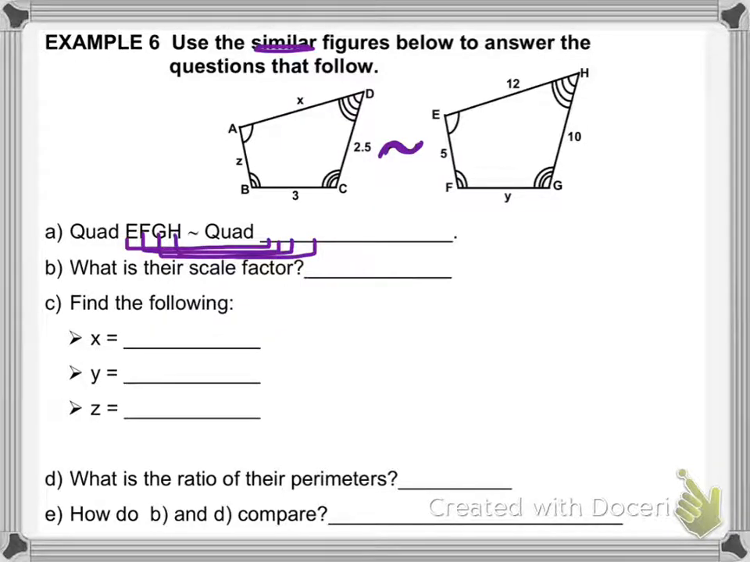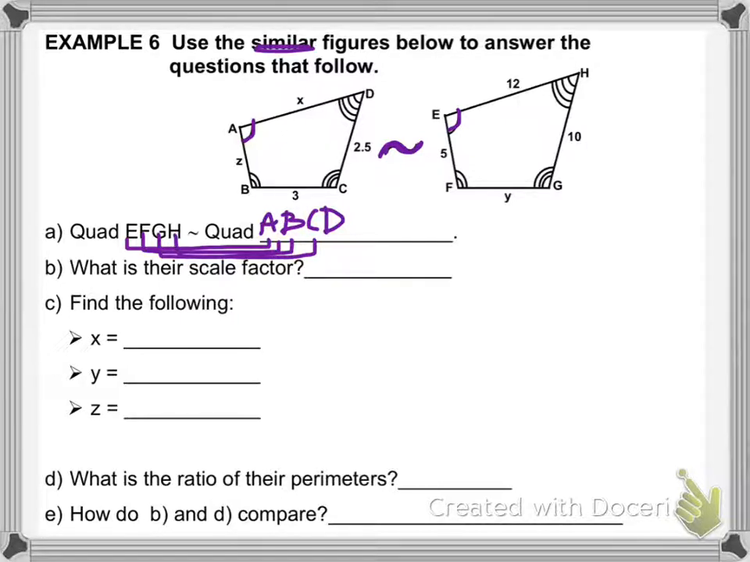So E is going to go with A, because they both have 1 arc. F is going to go with B, because they both have 2 arcs. G is going to go with C, because they both have 3 arcs. And H is going to go with D because they both have 4 arcs. So A, B, C, D. That's how they correspond. Okay?